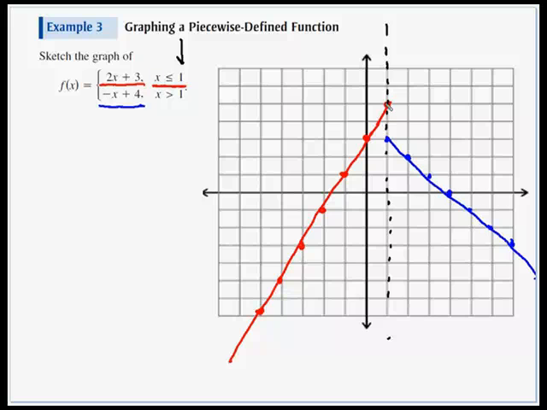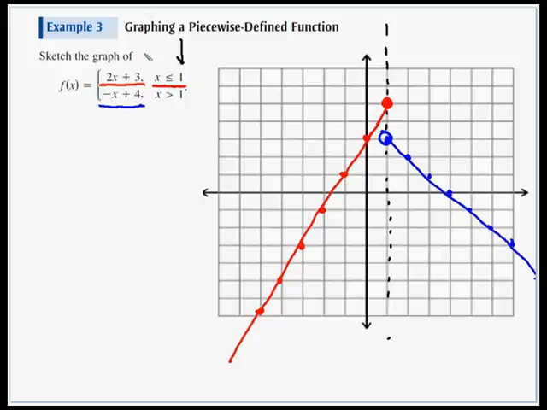So at the end of the red line, we would have a solid colored in dot. For the blue line, x values greater than 1. It does not say or equal to. So here we would have an open circle. That's the distinction between the less than or equal to and the greater than.